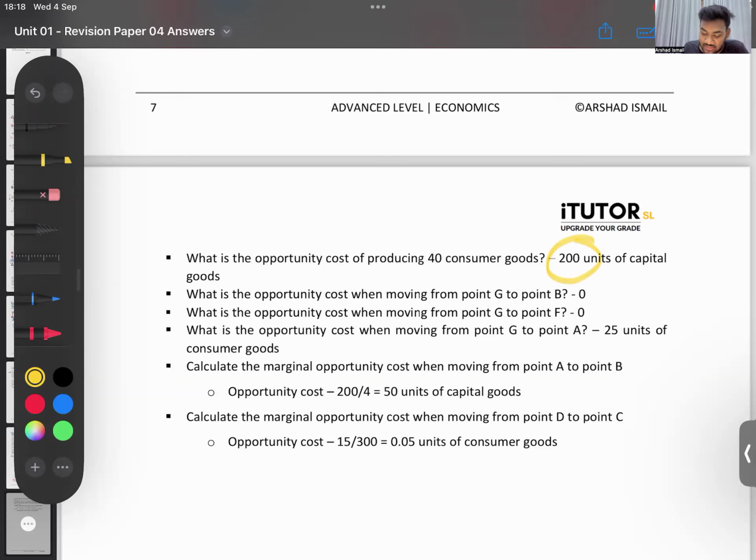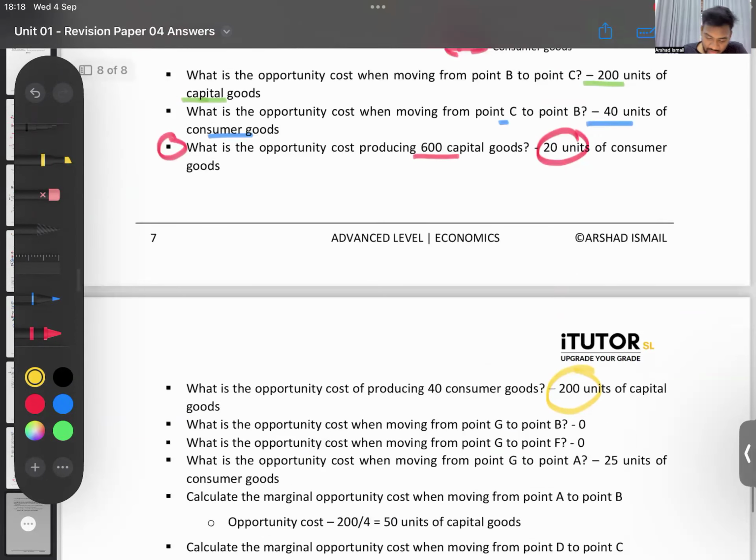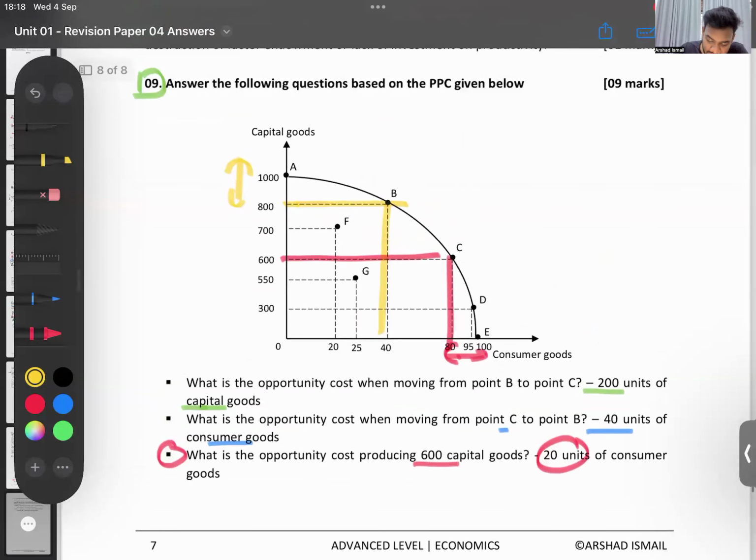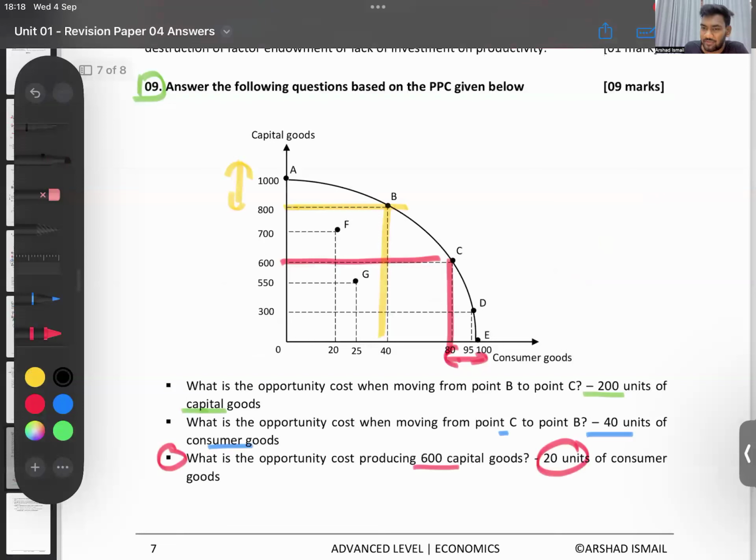Next one is asking, what's the opportunity cost of moving from G to B? And the other one is asking G to F. So if you're going from G to B, what's the opportunity cost? 0. You don't have to sacrifice anything. Sacrificing nothing.